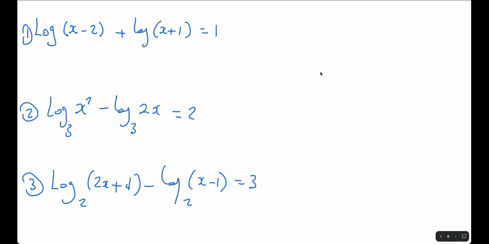So the first one here, what you need to do, you need to combine these two logs. And since this is a plus sign here, I change this into log of (x minus 2)(x plus 1), all of that equals 1.